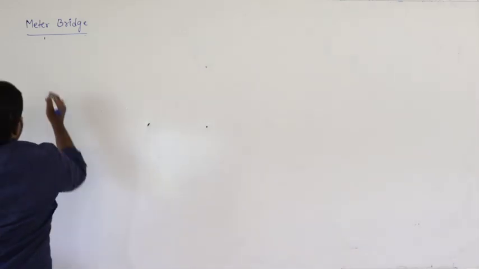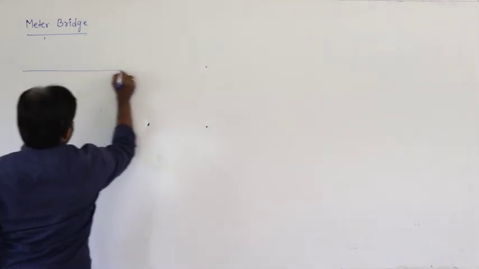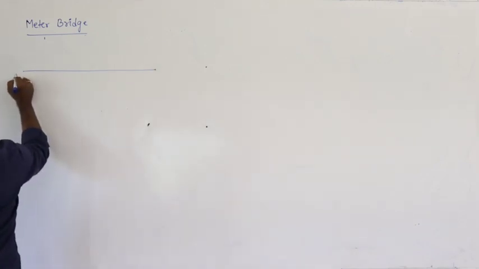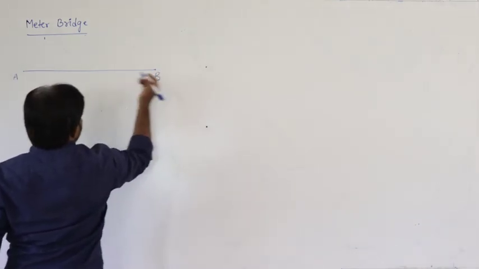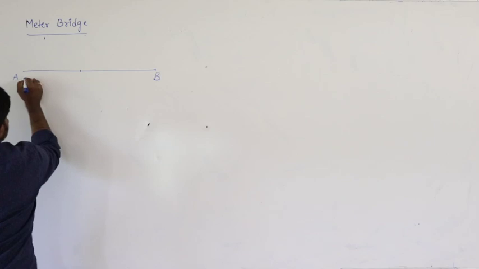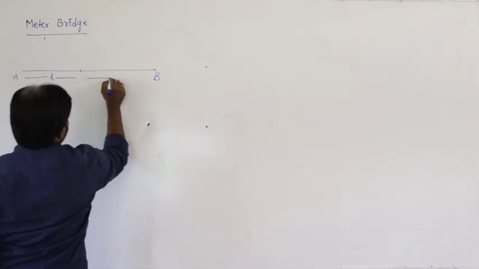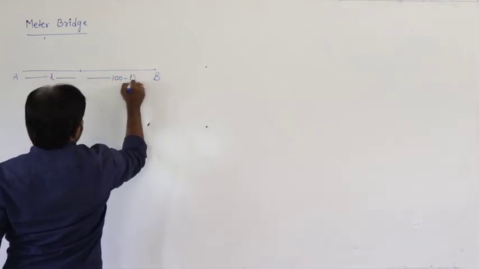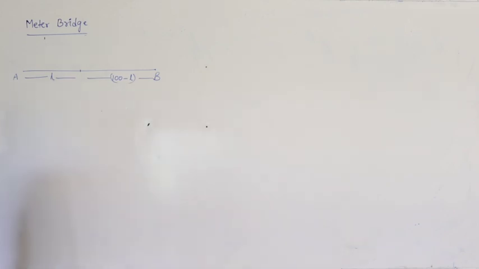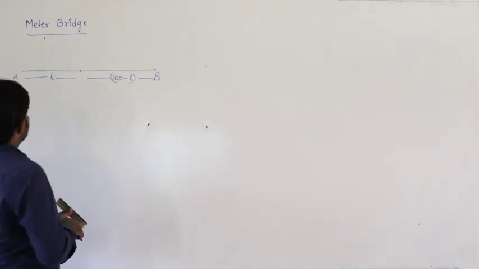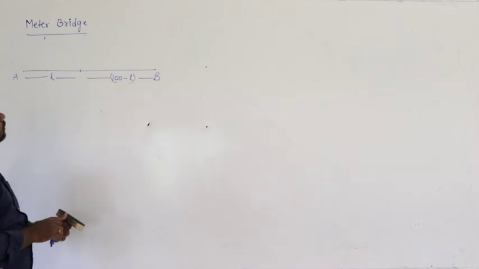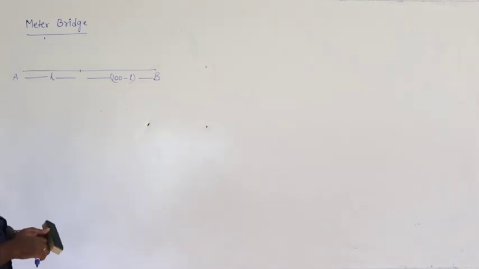So see here again, let us say it is A and it is B, and let us say this is the balancing length L and this is 100 minus L. Then for example, generally what is the balancing condition of the meter bridge, just we discussed.